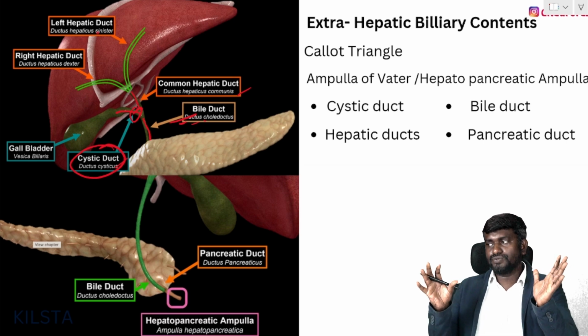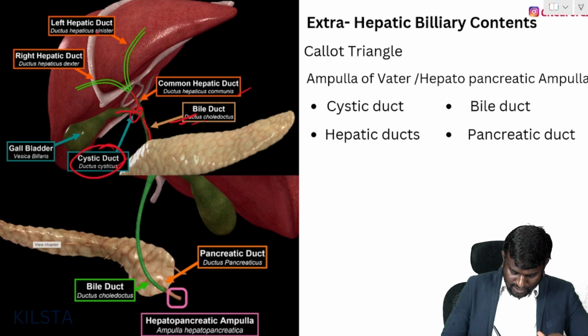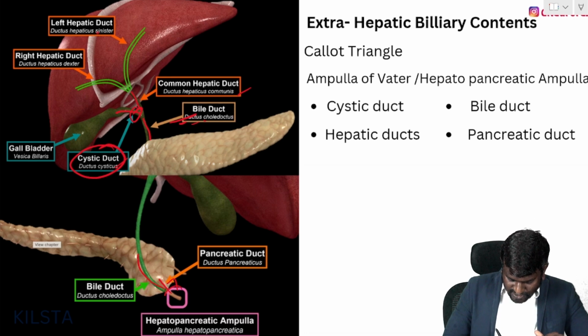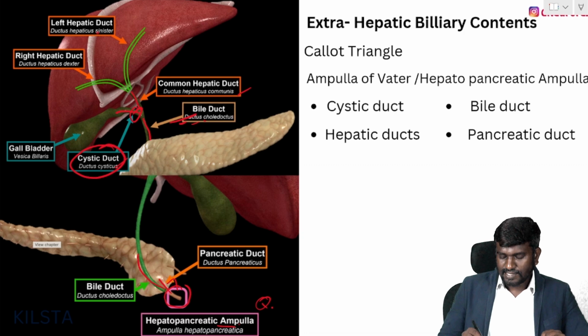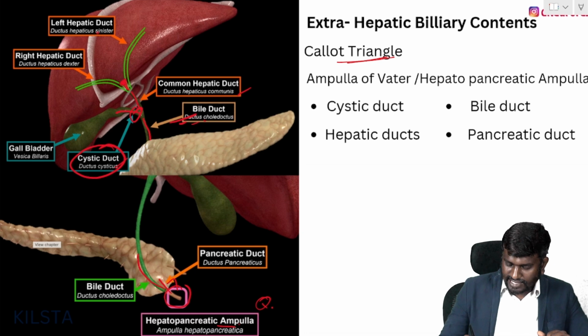If I just try to show you the back side of the liver, this is how it will look. It will show you the pancreatic duct, the bile duct, which is going to get to the gallbladder, and also this very important ampulla called the hepatopancreatic ampulla. Yes. Look at there. There is going to be Calot's triangle. This region right over here is going to be called what? Calot's triangle. The ampulla of Vater or hepatopancreatic ampulla is going to be seen here.